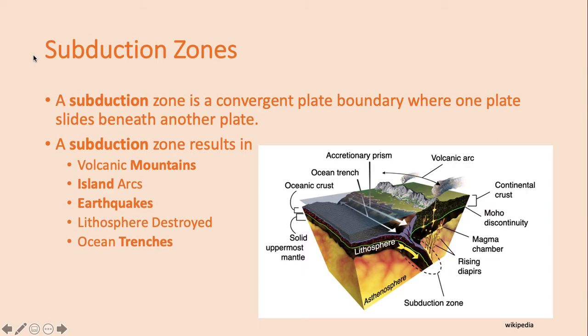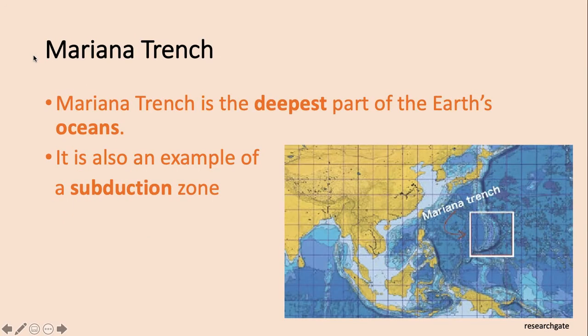Oh yeah, and if you have an oceanic crust colliding with oceanic crust, you can also end up with a subduction zone. One section of crust would be slightly denser than the other one, so it would sink beneath. But a subduction zone is basically one section of Earth's crust at a convergent plate boundary sliding beneath another tectonic plate. Mariana Trench is the deepest part of the Earth's ocean. It's also an example of a subduction zone.